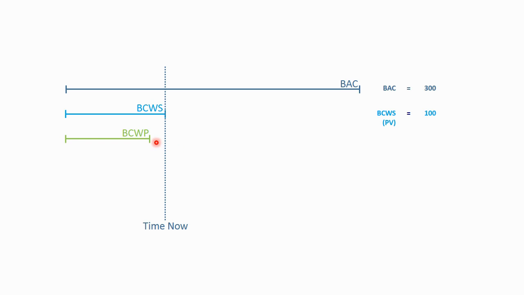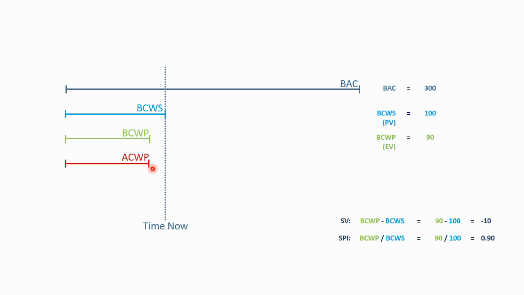Now in this case, we didn't perform all the work we were scheduled to do. So the budgeted cost of work performed is 90. We were scheduled to do 100. We only did 90 hours of work. So the schedule variance is going to be the work performed minus the work scheduled, 90 minus 100, minus 10. We're behind schedule. And the index is going to be the work performed divided by the work scheduled, 90 divided by 100, 0.9. Also indicates we're behind schedule.